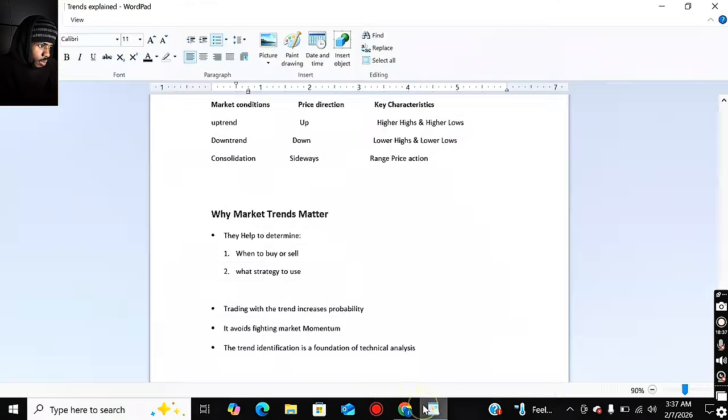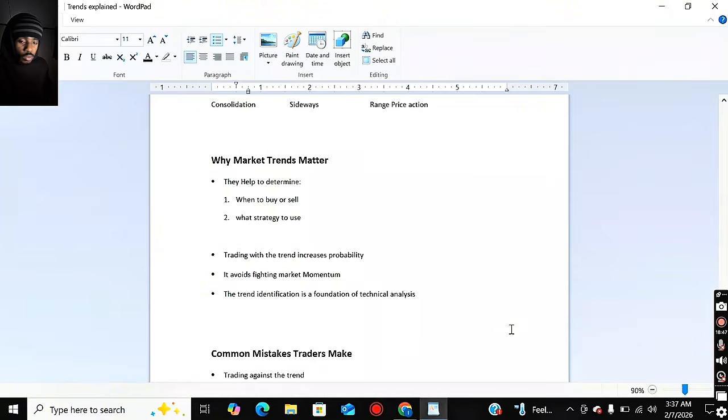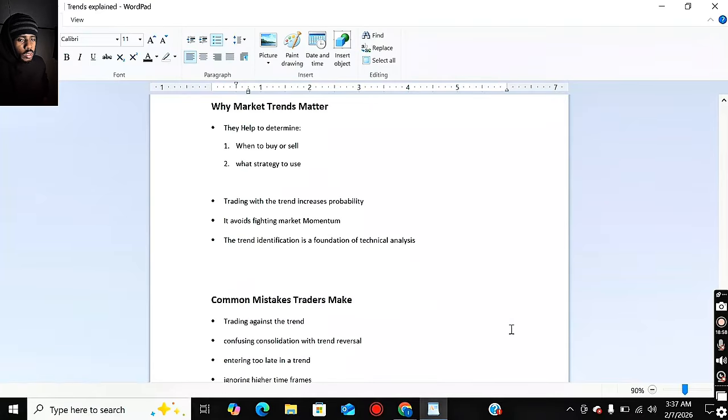That's what they mean when they say it avoids fighting against the momentum. Then trend identification is the foundation of technical analysis. So like I say, you go in the market, you see what the trend is doing. That's a part of you technically analyzing the market. It's not fundamental. Fundamental is going off the news. That's what fundamental analysis is.